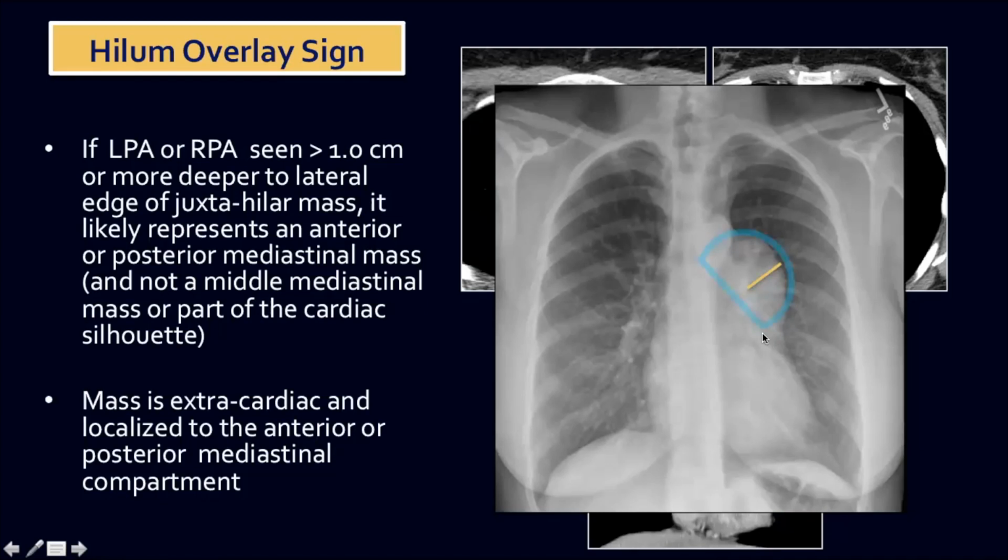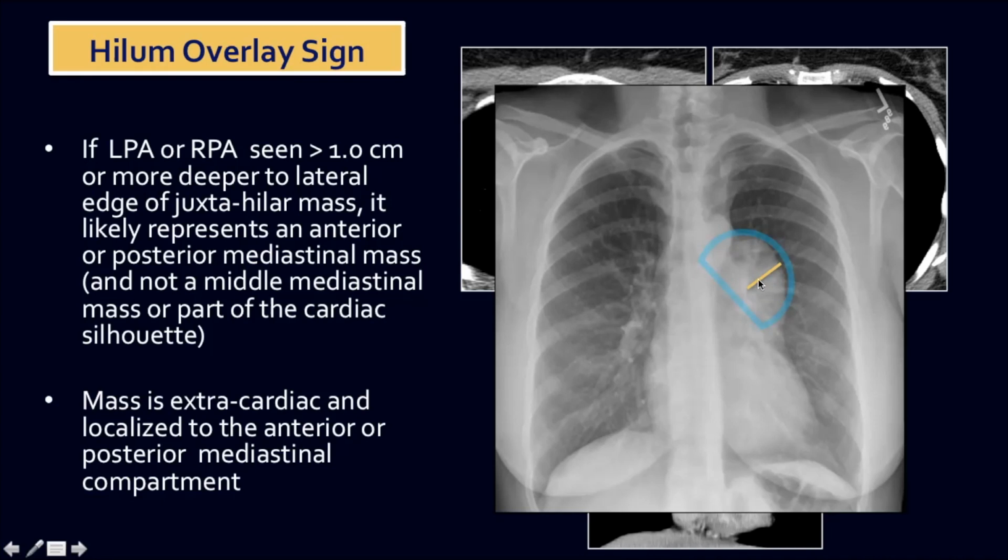And this sign was described by Benjamin Felson and is quite helpful for localizing juxtahilar mediastinal masses, like you see here. And what this sign states is that if the left or the right pulmonary artery is seen 1 centimeter or more deeper to the lateral edge of a juxtahilar mass, so that means that the vessels can be seen through this mass, it means that the mass is either anterior or posterior to the hilum and likely represents an anterior or posterior mediastinal mass. So it's not going to be a middle mediastinal mass.